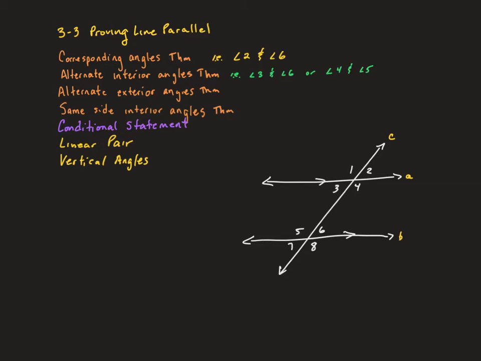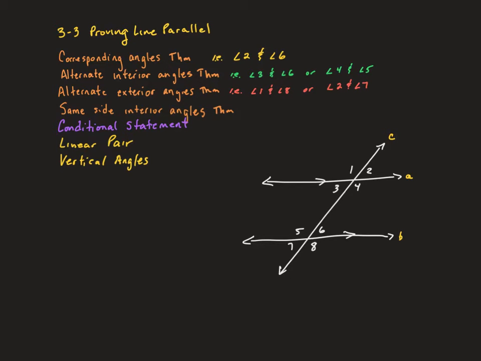And looking at alternate exterior angles. When we talk about exterior, we're going to be outside of the parallel lines, right? So we're going to be over here in this area or this area. So angle 1 is an exterior angle, and its alternate would be angle 8. Alternate exterior angles would be congruent. Angle 1 is congruent to angle 8, and then angle 7 is congruent to angle 2, because those are alternate exterior angles.